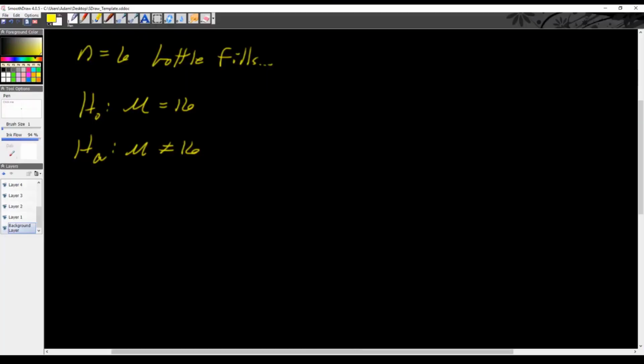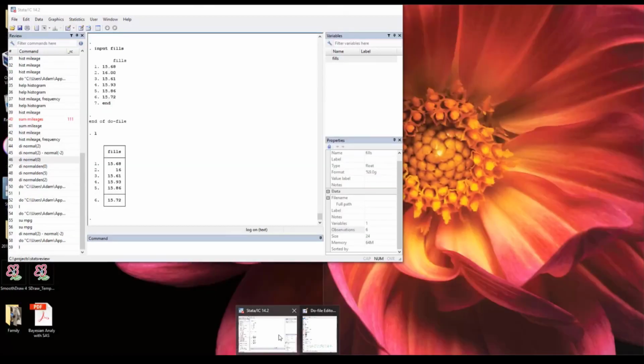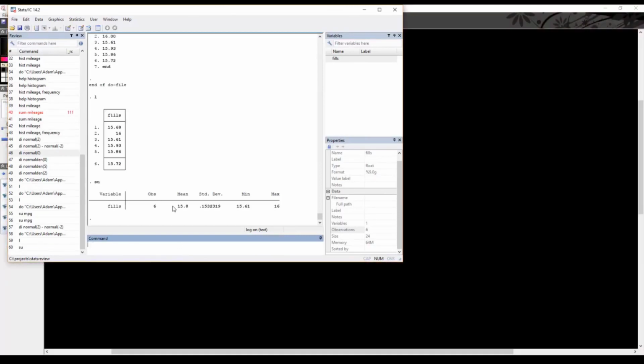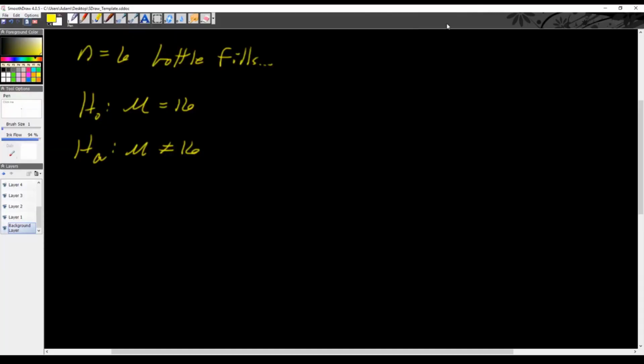What do we do next? Well, from this sample, we can solve for the average. Let me do that very quickly. I'm just going to put SU for summarize, and we see that the average is 15.8. Now, what are we hypothesizing? That's a little low. This is a bottle filling process. We want to make sure that our customers get 16 ounces. If we're getting 15.8 with this standard deviation, do we have a problem?